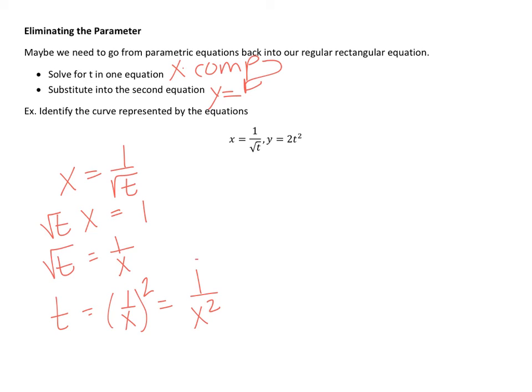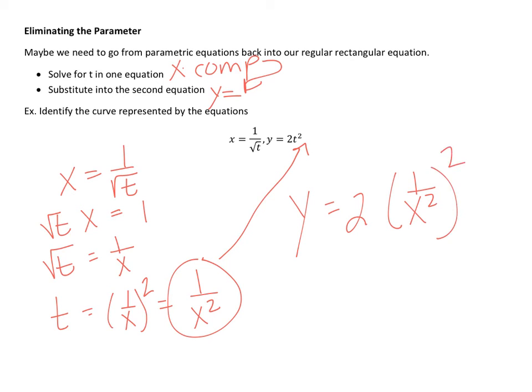Then I'm going to take this t value and substitute it into there. Y equals 2 times (1 over x squared) squared. So y equals 2 times 1 over x to the 4th. So y equals 2 divided by x to the 4th.